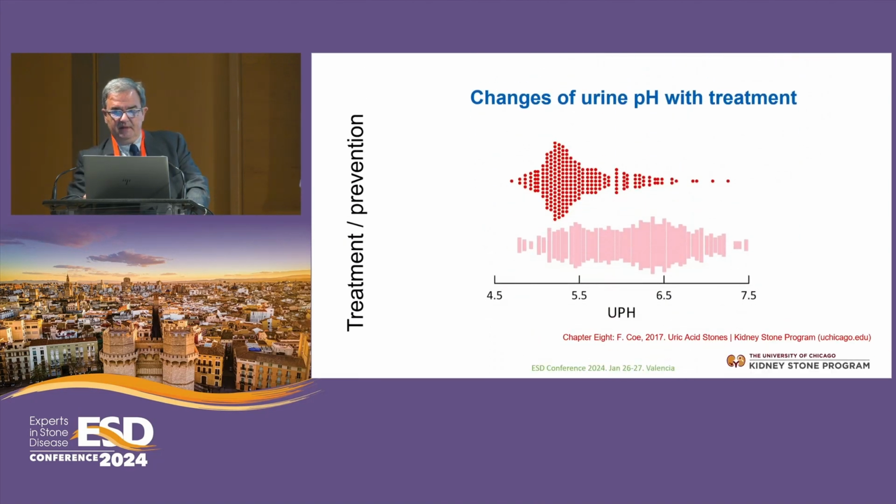Here in this work by Coe in Chicago, you can clearly see the shift up towards a higher pH when we compare the results after treatment with alkali. The pink squares are after treatment, and the red dots are the initial results. You can see a rise in the pH.